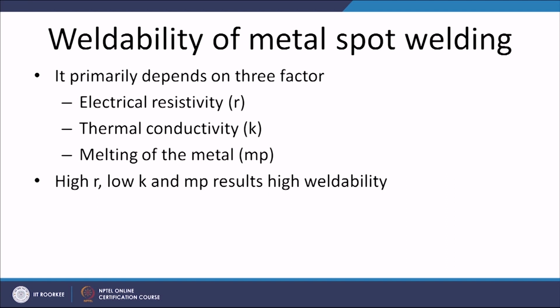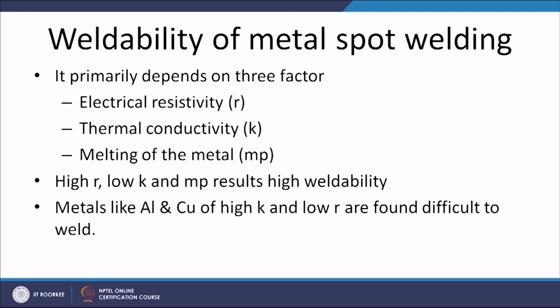High R, meaning high electrical resistivity, will ensure higher heat generation for a given current supply. Low conductivity will reduce heat dissipation to the base metal, and a low melting point will ensure that melting takes place at a faster rate. The combination of these three factors in turn results in higher weldability. The reverse will happen when the value of K is high, the resistivity is low, and the melting point is high. Aluminum and copper, which are known to have higher thermal conductivity and lower electrical resistivity, are therefore found to be difficult.